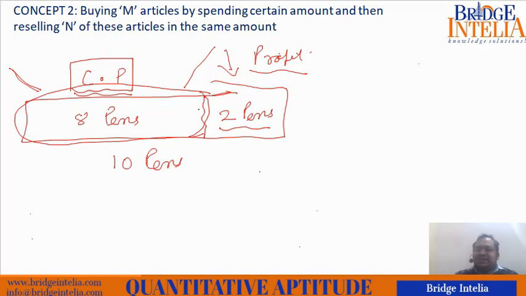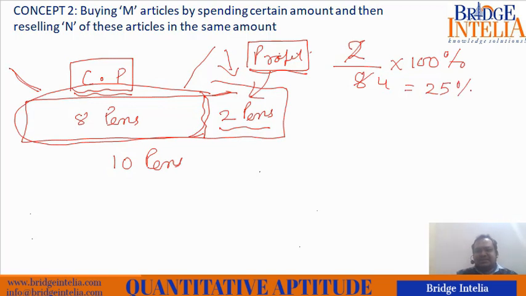So if you calculate here, considering this approach, 2 as a profit, 8 as the cost price, and you solve this, you will get the same answer. What is the profit percent? Profit percent, same answer, 25%. So this is rather easy. This approach is very easy. This will help you get to the answer in a fraction of seconds.